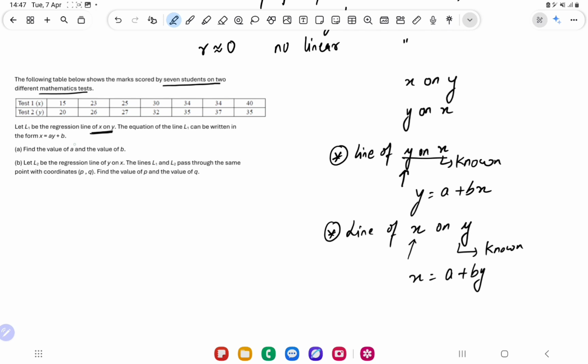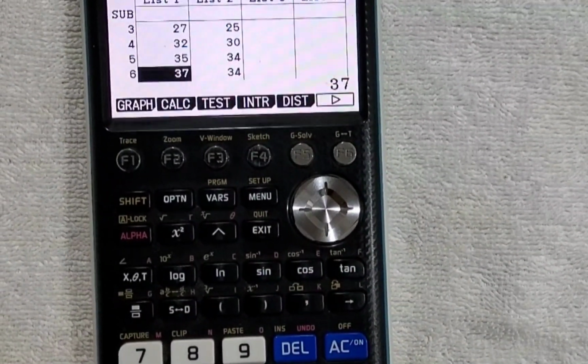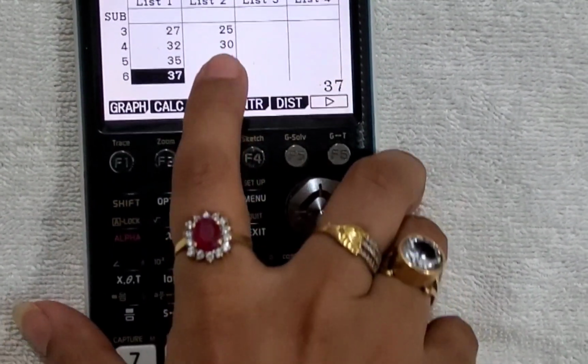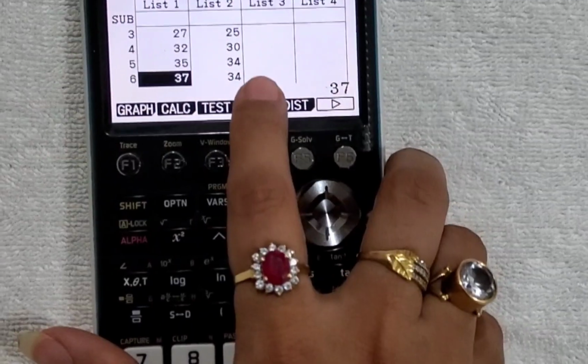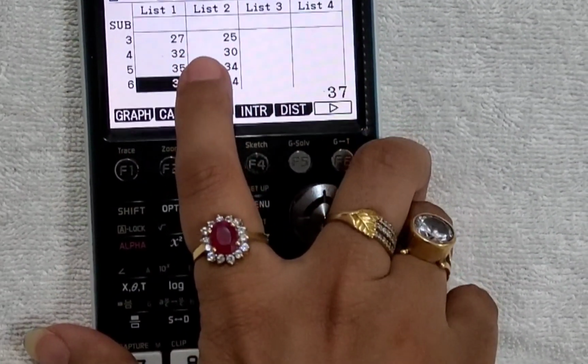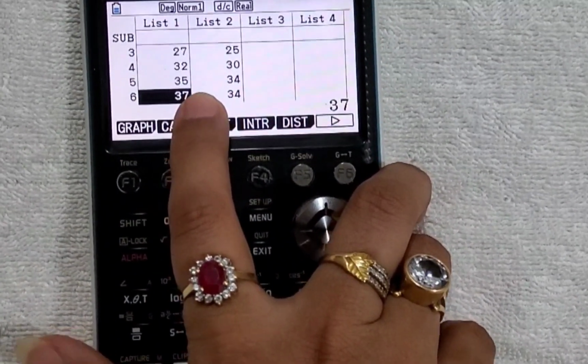So in this question, we have a line of x on y. That's why it's written like this, ay + b. Now we have to find the values of a and b. Let's see how we will find these values using GDC. I will press statistics. I have already entered the data, but what is important to note here is that 25, 30, 34 are x values and 27, 32, 35, 37 are y values, because it was x on y.